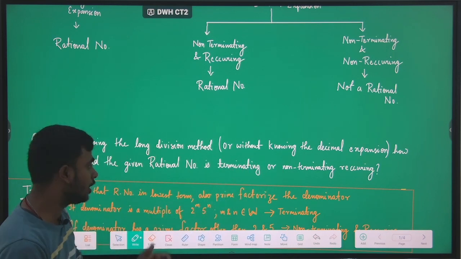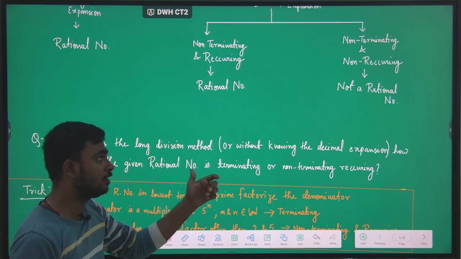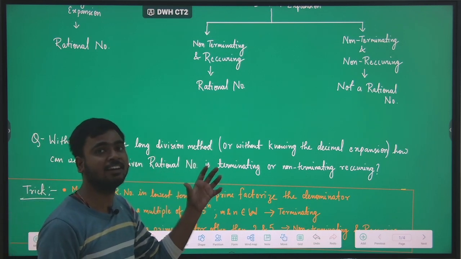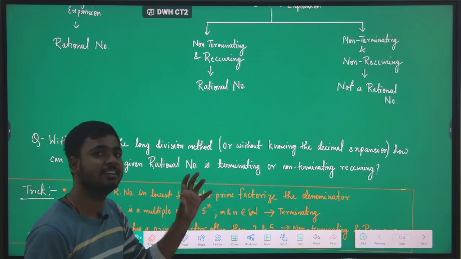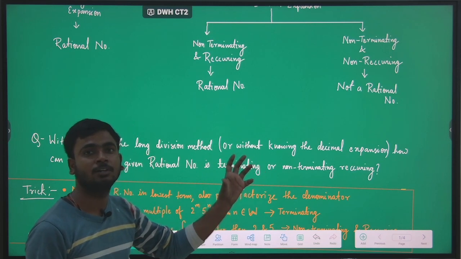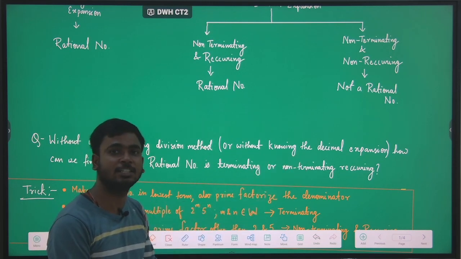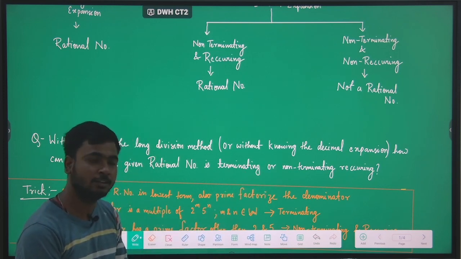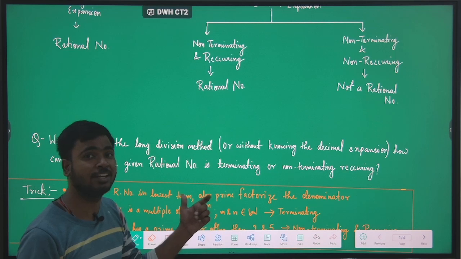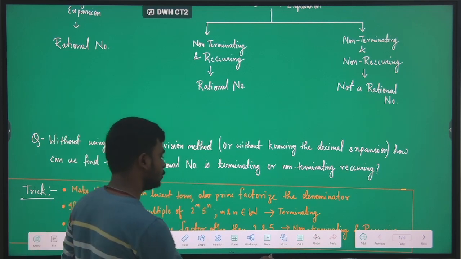So we are not finding the decimal expansion. We are using a fact. By using that fact, we can understand whether a given rational number has a terminating decimal expansion or a non-terminating recurring decimal expansion. So we are going to find a fact through which we can deal with this.